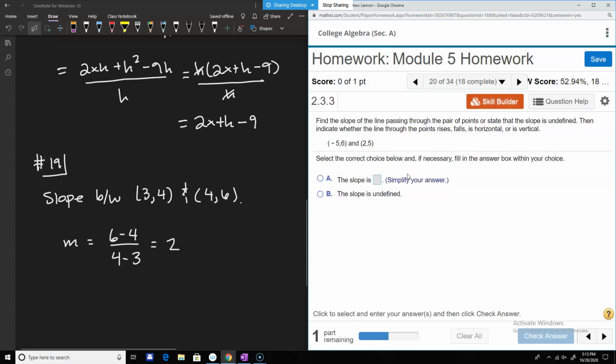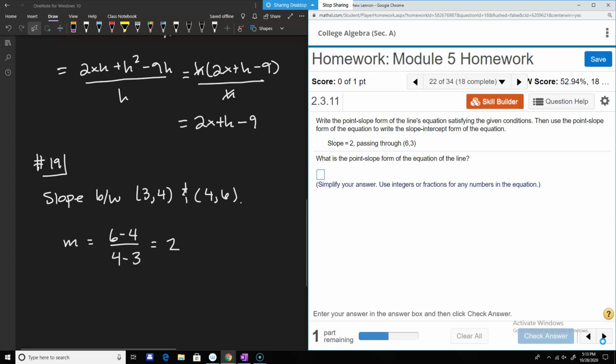Another problem here. Again, we'll just, very straightforward, find the slope. And another one, find the slope. So those are all very similar. We'll skip over those. I don't think you'll have any problems there.